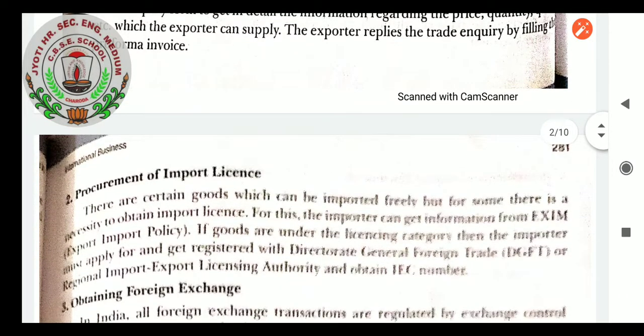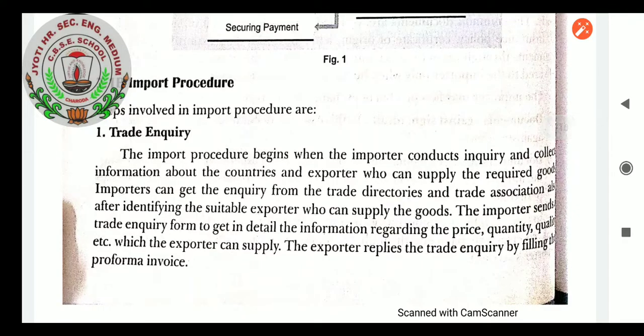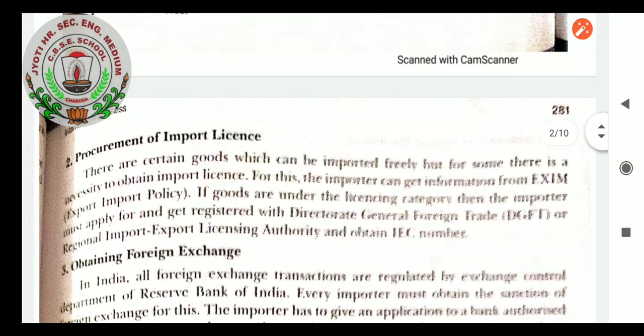Next is the procurement of import license. Trade inquiry is already completed. Trade inquiry is the process started at the beginning of the export procedure also, when the importer makes an inquiry to different exporters about the goods available with them. So that itself is known as trade inquiry.